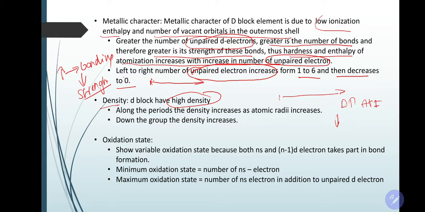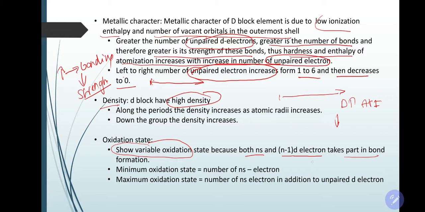Okay, now next is oxidation state. We have already talked about this: the d block elements show variable oxidation states. Why? Because both ns and (n-1)d electrons take part in bonding. As both the ns and (n-1)d shells take part in bonding, or bond formation, they show variable oxidation states.